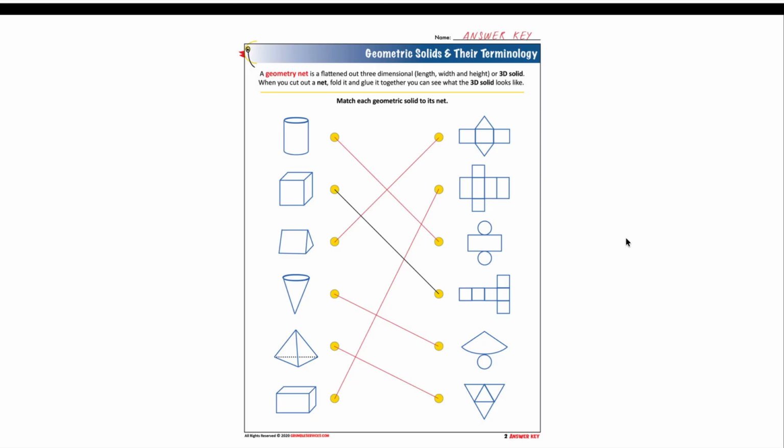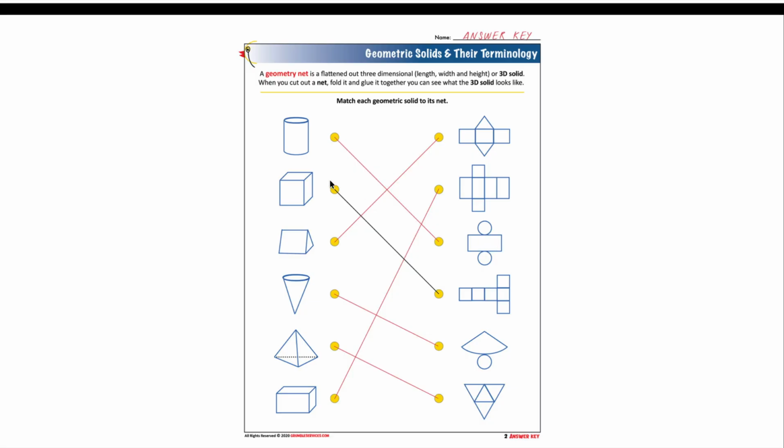Okay, and then we have our geometry nets. So a geometry net is a flattened out 3-dimensional figure; it shows the length, the width, and the height of a 3D figure. And so these are just some ways that you could see a 3D figure kind of folded out flat, like a 2D. So for instance, if we're looking over here at our cylinder, it has 3 faces. Remember we talked about that? And so here is an easier way if we follow this line to see those 3 faces. It has the top, the bottom, and then around the sides.